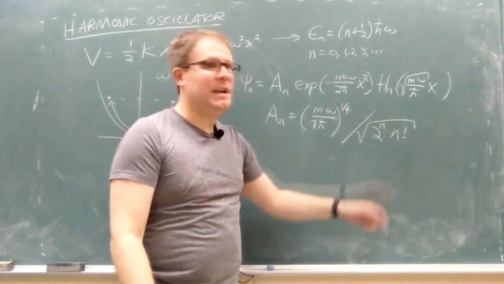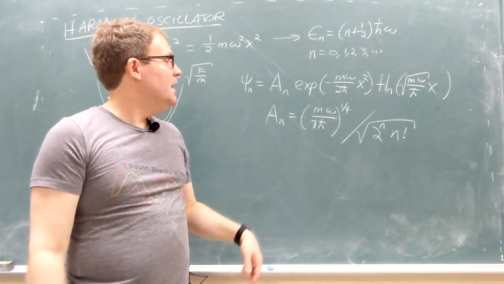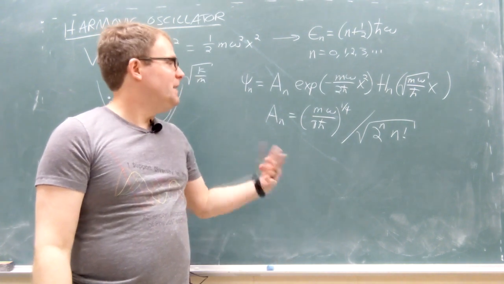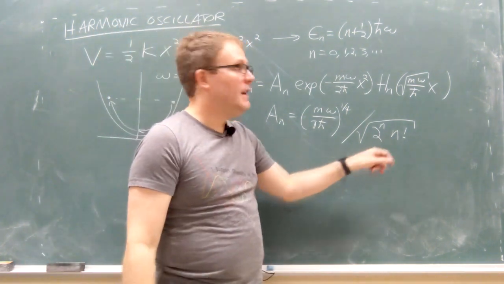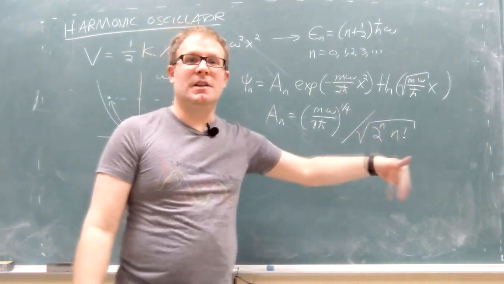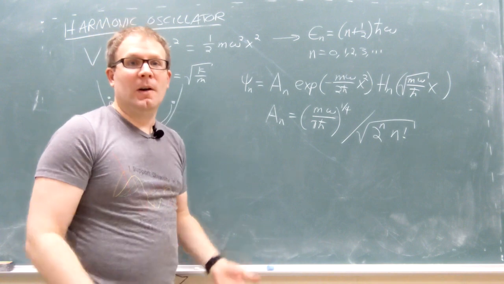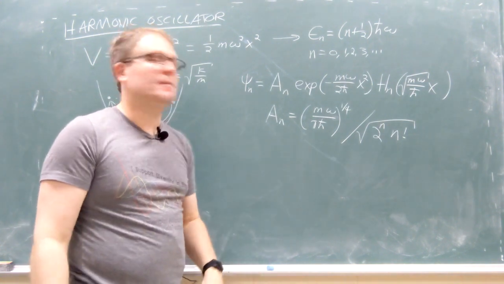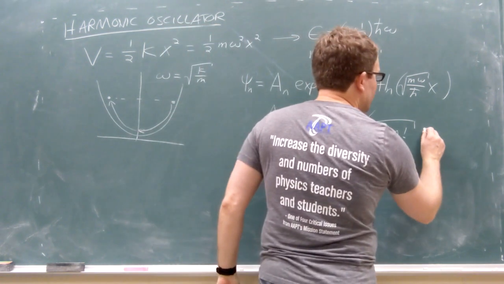You know how to take 2 to the n: it's going to be 1, 2, 4, 8, 16, et cetera. And n factorial is just n times n minus 1 times n minus 2, et cetera, all the way down to 1. Or 0 factorial is 1, for reasons that I'll leave other YouTube videos to explain. But again, this is just the normalization constant.